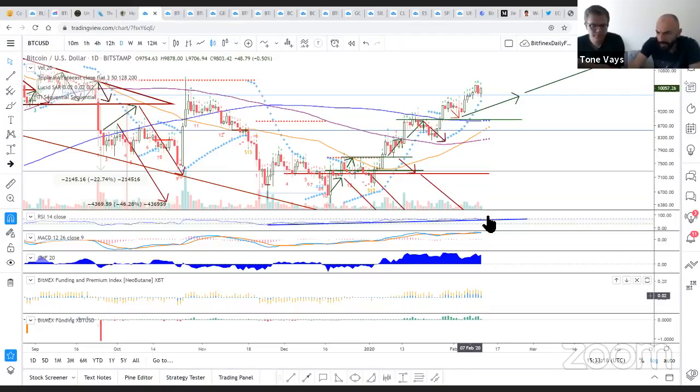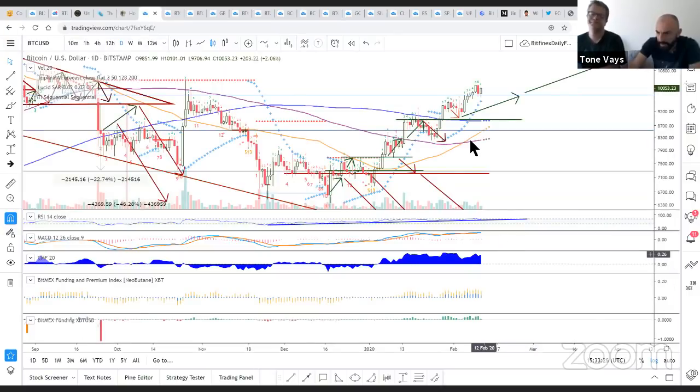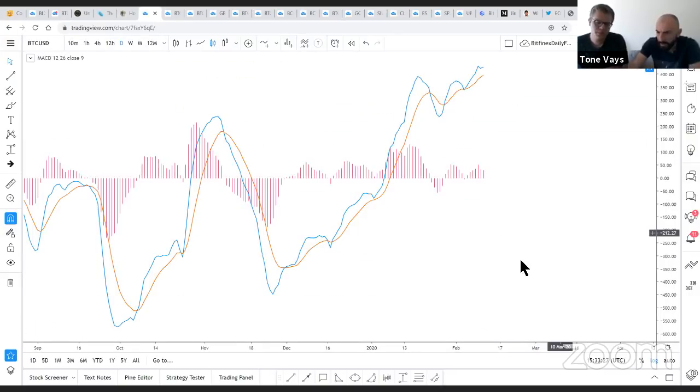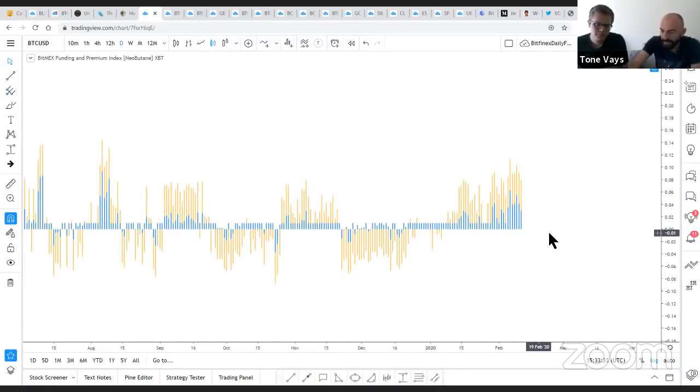So how are you guys reading that? All the others look positive. Look at the RSI. That's still pretty positive. The MACD is very positive to me. It just broke out. The CMF is very positive. Everything is positive. The only one that is favoring the bears is the funding rate, but this could stay positive for a while, but then it's gonna pull back with a vengeance.